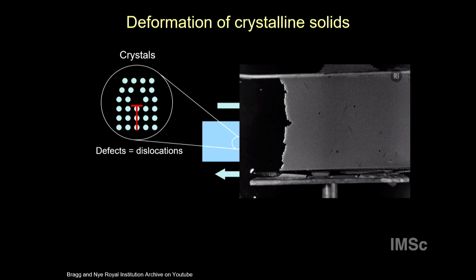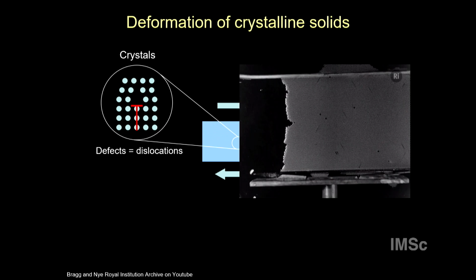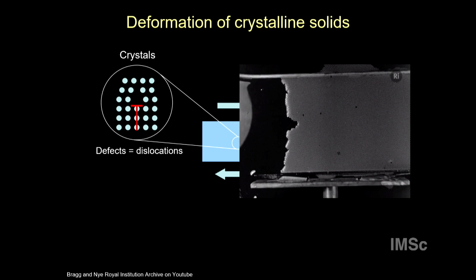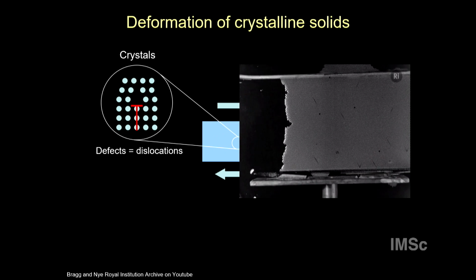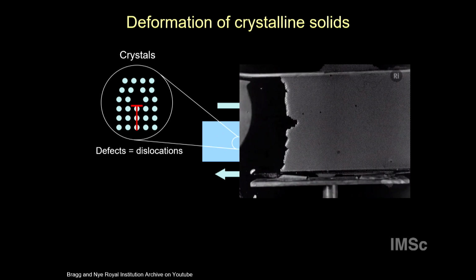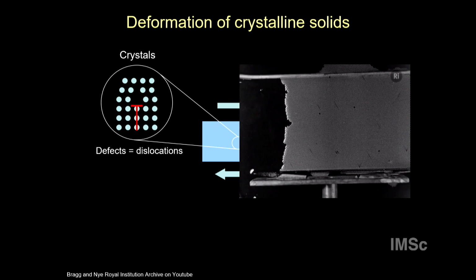Okay, this is a very beautiful movie. These are bubble rafts. The experiments were carried out by Bragg and Nye way back in probably the 1950s, and this video is taken from the Royal Institution Archive on YouTube. You can see that the bubbles are organized in a crystalline, hexagonal order, and these are examples of crystals. When you deform the boundaries, you have these dislocations that run from one boundary to the other boundary.